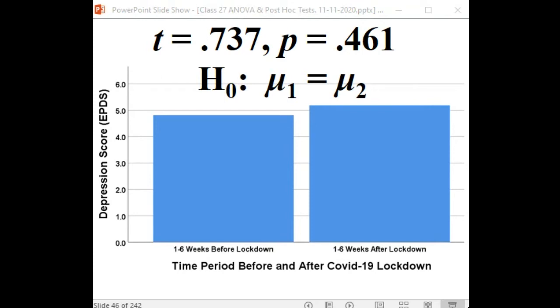Now, in this example, because P is greater than 0.05, we accept the null hypothesis. That is, we accept the hypothesis that the means of the two groups are the same. Put another way, we conclude that women's depression levels did not change before and right after the lockdown. Now that we've reviewed the t-test, let's look at ANOVA and see how it's similar to the t-test, but a little different.